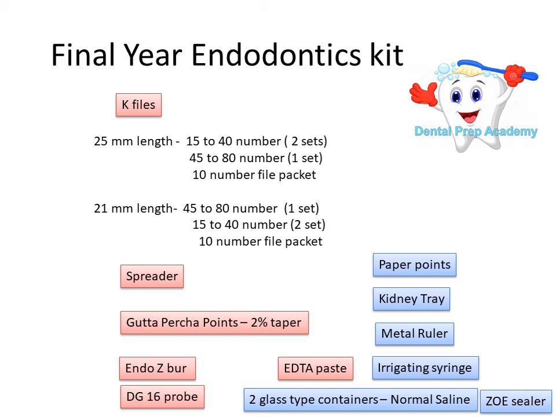Alright, and a little bit more about irrigating solutions: whenever you are changing any irrigating solution, you can prefer to use normal saline in between them. Like this, you can avoid any kind of reaction between them. And some other common irrigating solutions are chlorhexidine.